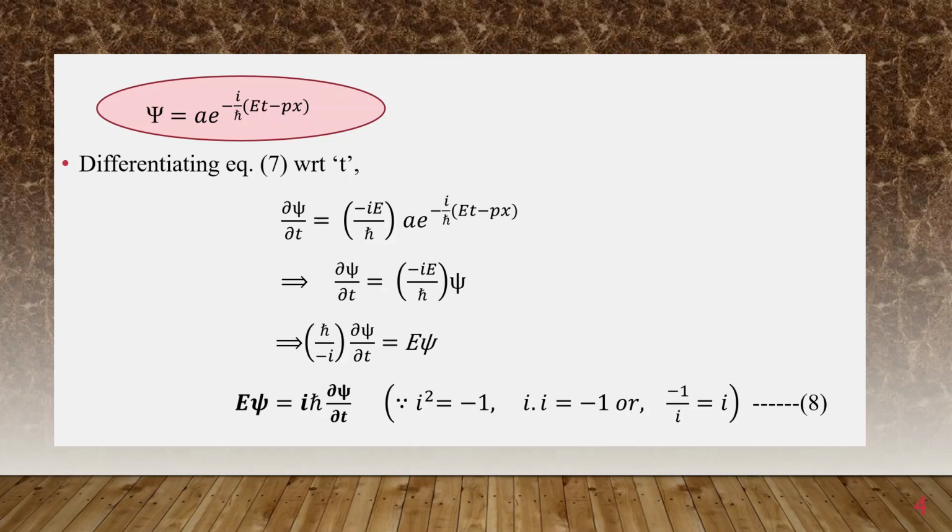So for that, from this equation I can write E psi is equal to, I can take this h cross on this side, that is h cross divided by minus I into dou psi by dou t, that is equal to E psi. Or E psi is I h cross dou psi by dou t. 1 divided by minus I into I, or I square is minus 1, or minus 1 by I is I. So here there is h cross divided by minus I, that is 1 by minus I. 1 by minus I is simply I. So I can write E psi is equal to I h cross dou psi by dou t. Put it as equation number 8. This is our energy equation.